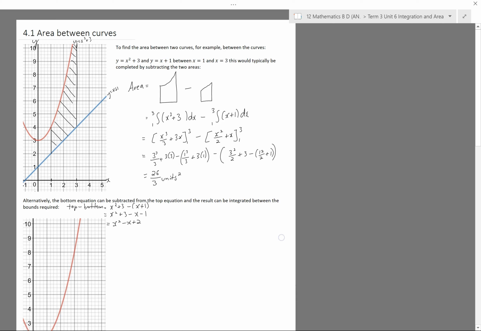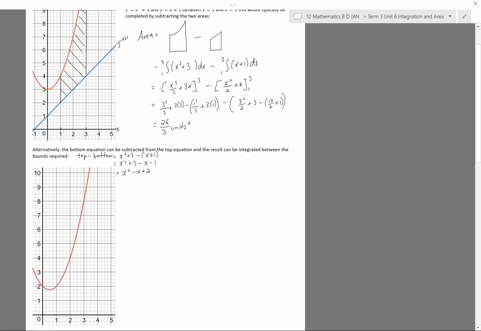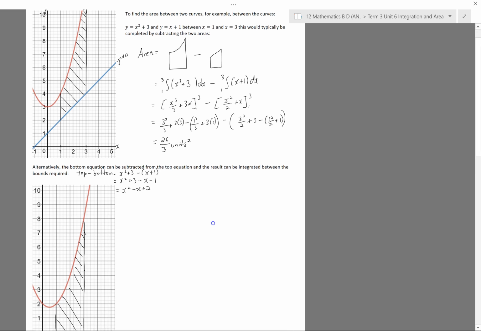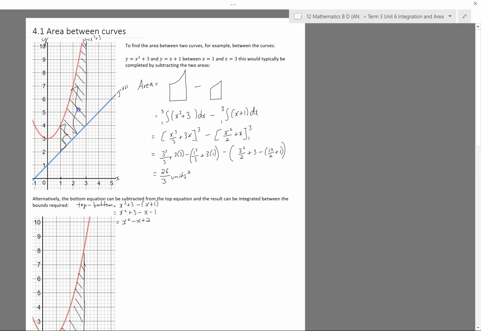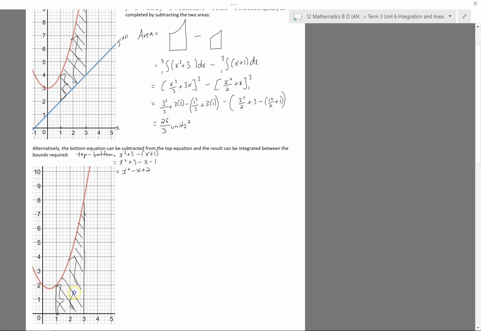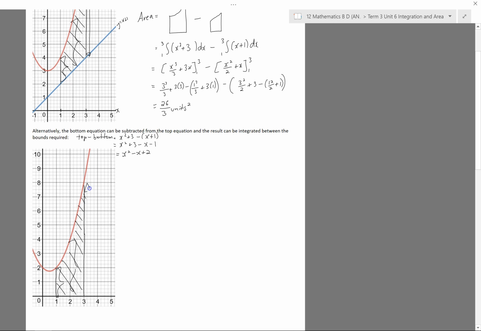So I've sketched that down here. That is x squared minus x plus 2. And I can integrate between 1 and 3 of this new function, and this shaded area will be the same as that shaded area above. Because what we're doing is we're looking at what is this height and putting it here. And then at 2, I'm looking at what's this height and putting it here. And then at 3, I'm looking at what's this height and putting it here by finding the difference of the height at all those points.